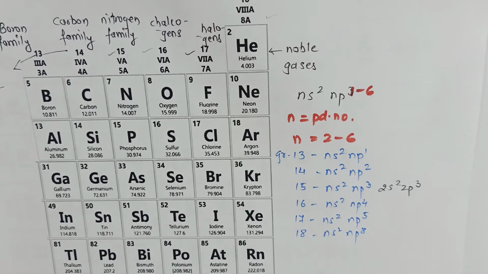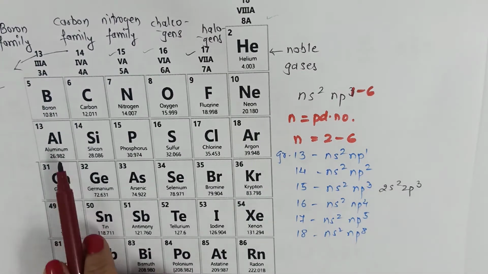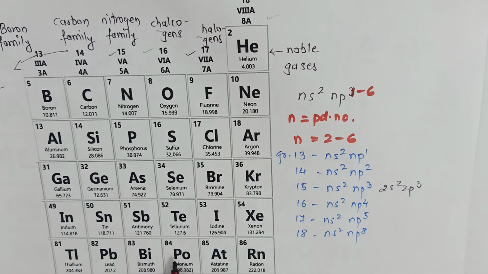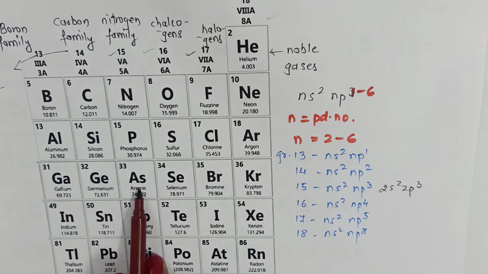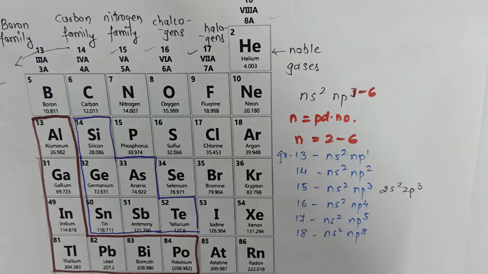P block element is the most versatile group where you can find metals, non-metals as well as metalloids. So P block is the only block where you will have all these varieties. For example, aluminium, gallium, indium, thallium, lead, bismuth and polonium, these will be metals. Elements like silicon, germanium, arsenic, selenium, antimony, tellurium, they will be metalloids. That is, they will be showing the properties of metal and non-metal both, and the remaining will be called as non-metals.